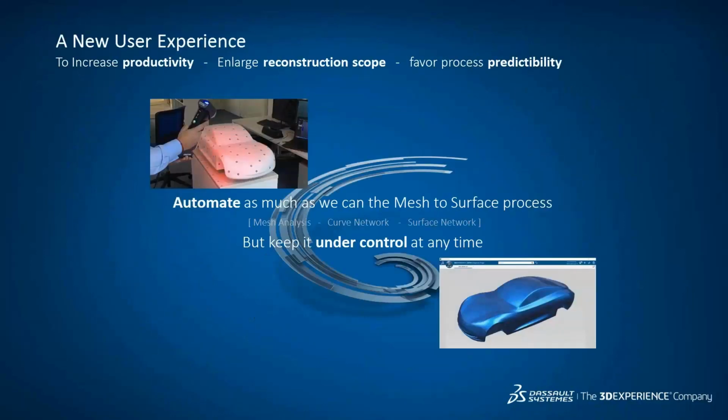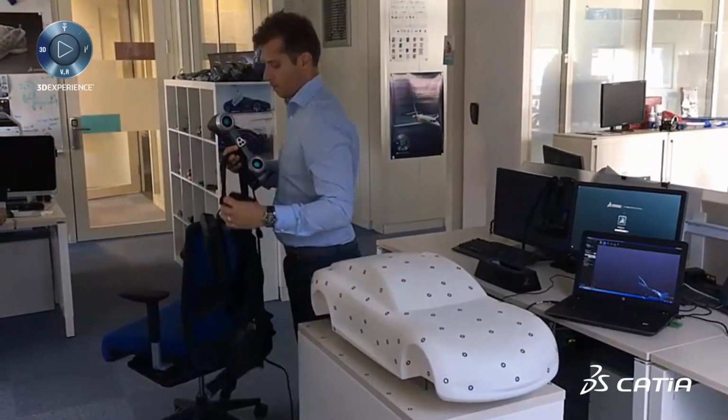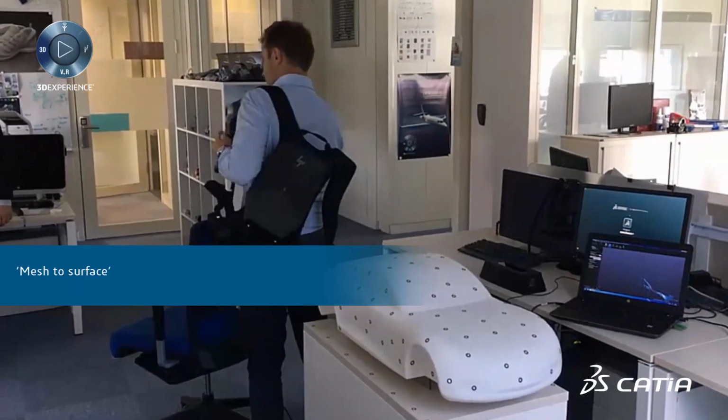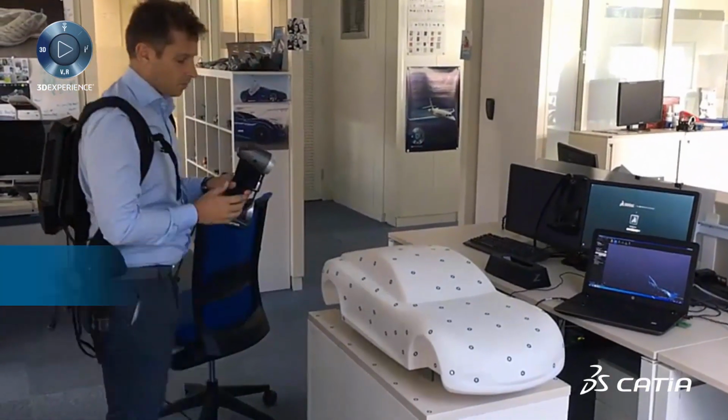3D Experience CATIA introduces a new user experience to increase productivity, enlarge the reconstruction scope, and favor process predictability. 3D Experience CATIA automates the mesh-to-surface process as much as possible and keeps it under your control at any time.